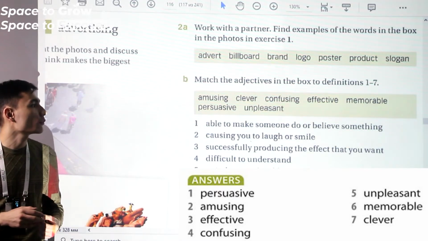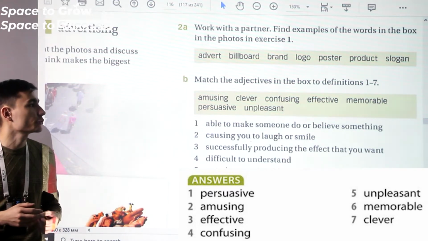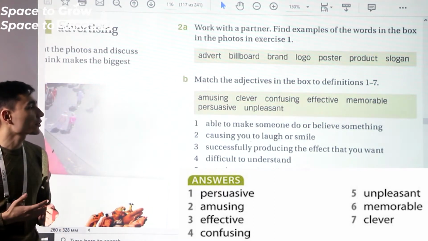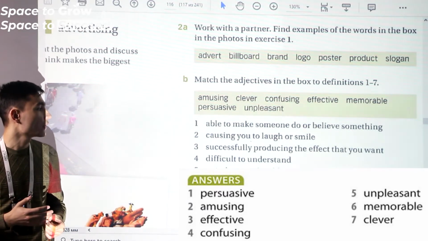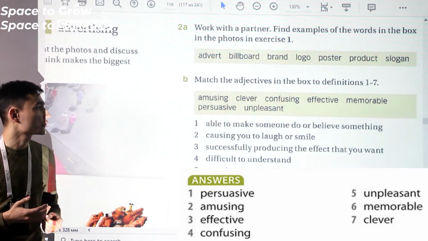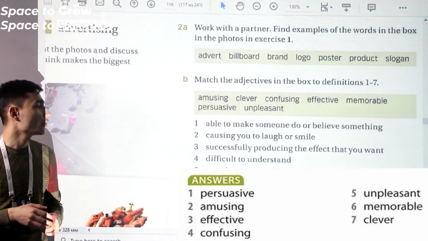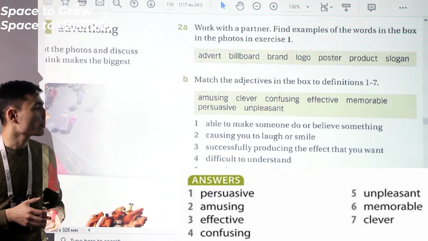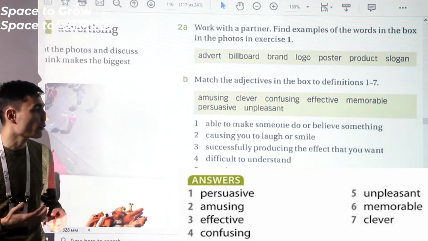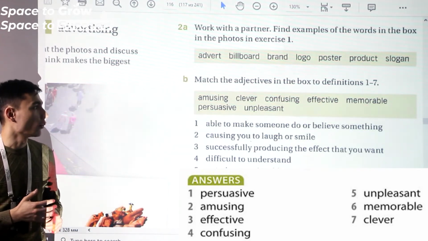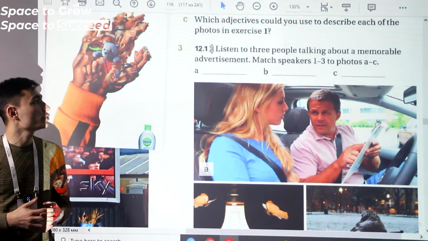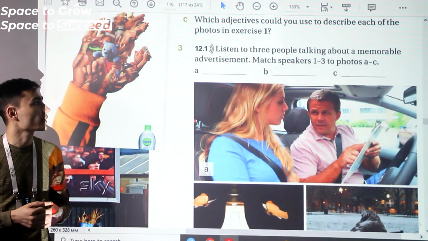1. Able to make someone do or believe something. It's persuasive. 2. Causing you to laugh or smile. It is amusing. 3. Successfully producing the effect that you want. It's effective. 4. Difficult to understand. Confusing. 5. Not nice or enjoyable. Unpleasant. 6. Worth remembering or easy to remember. Memorable. 7. Showing skill or intelligence. It's clever.